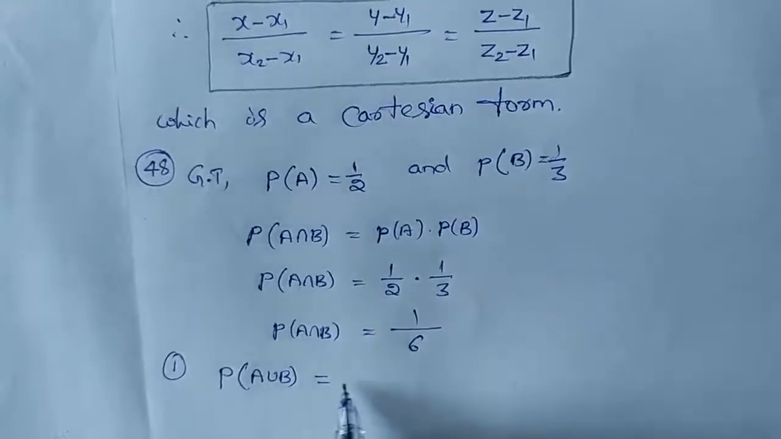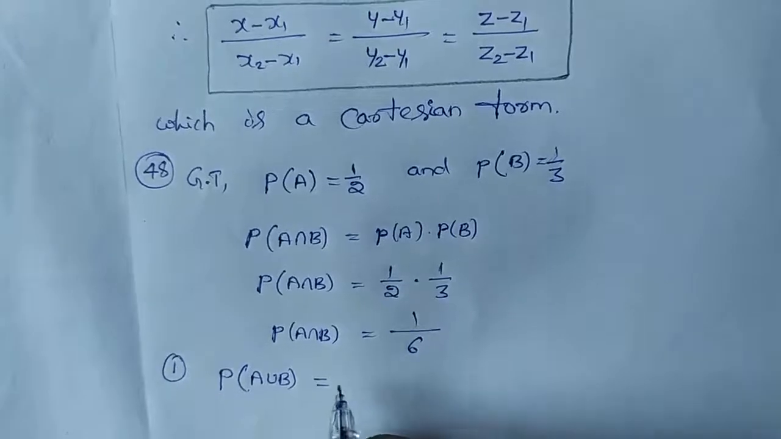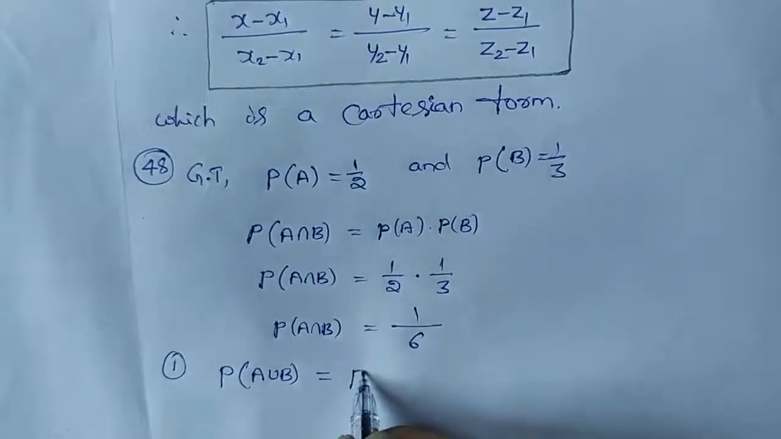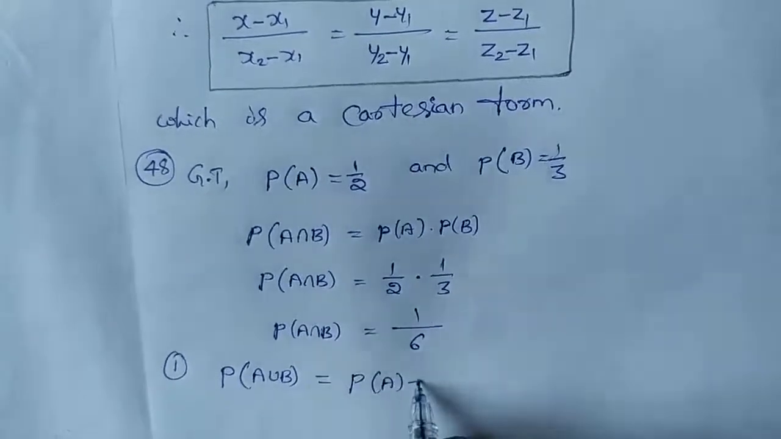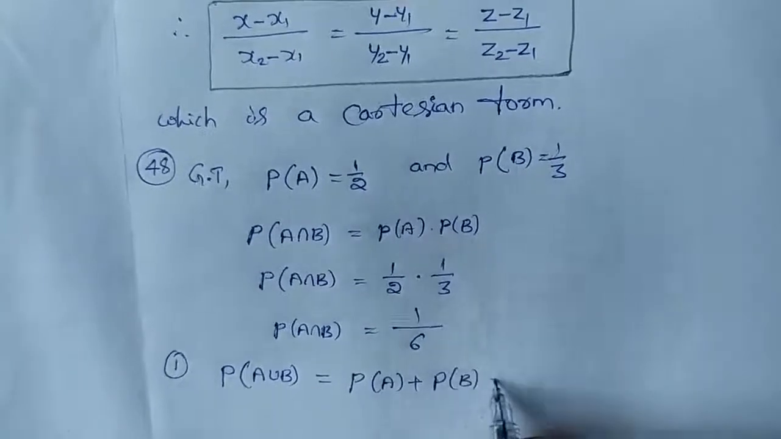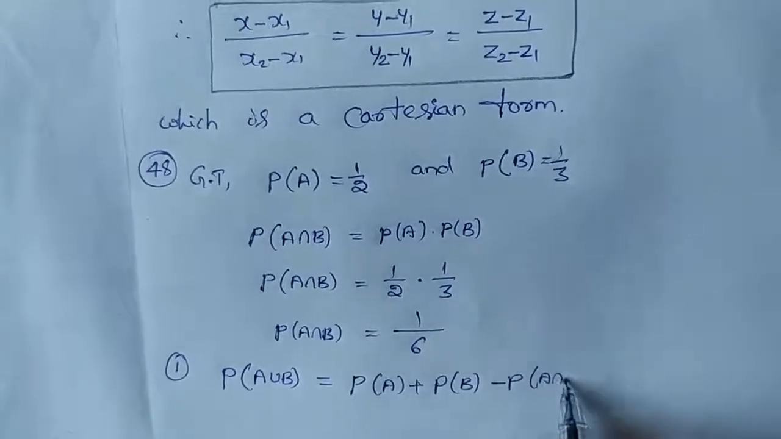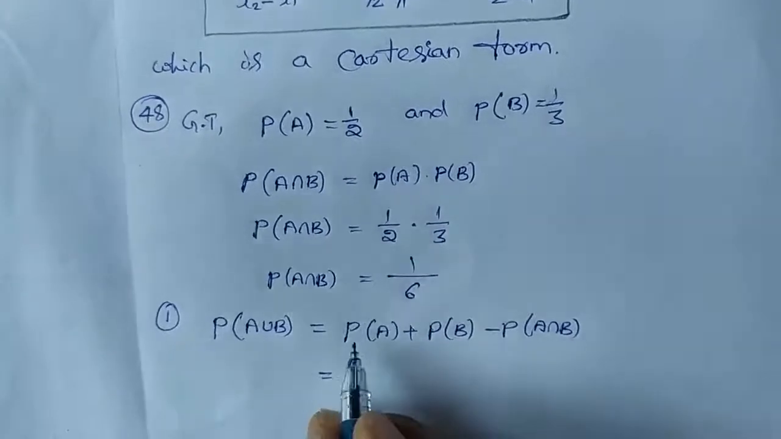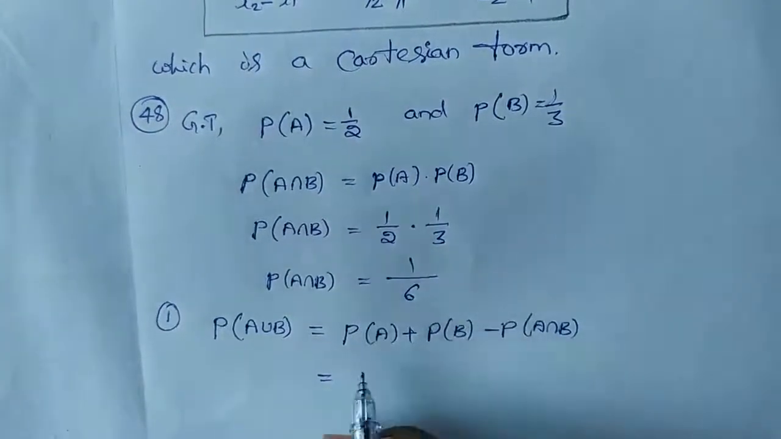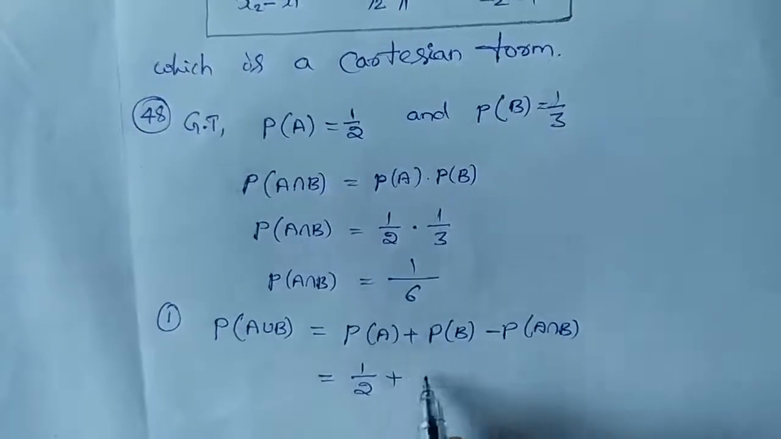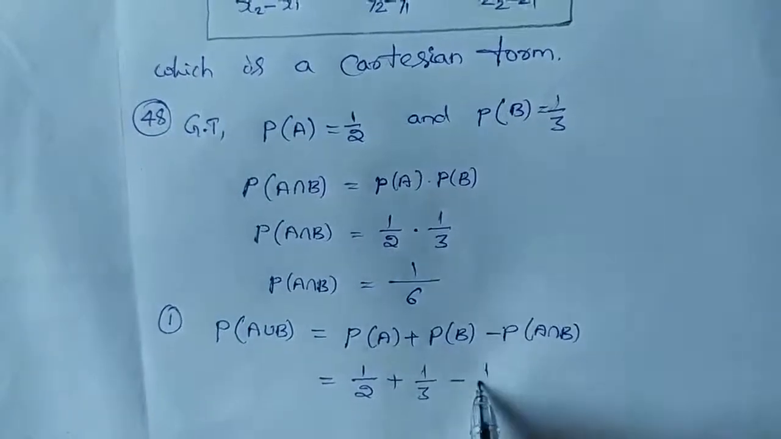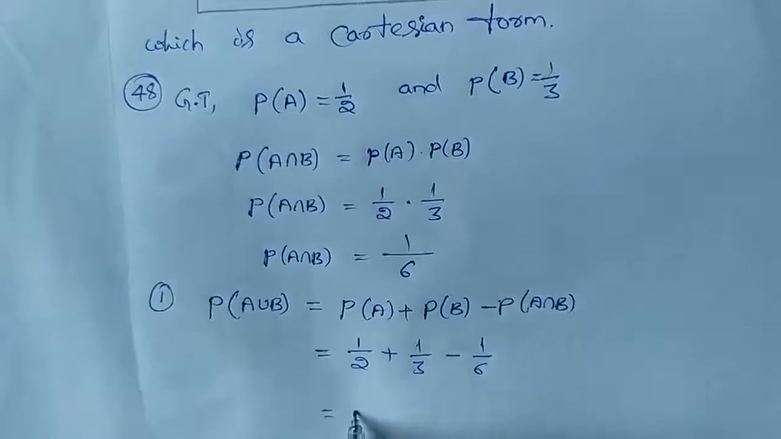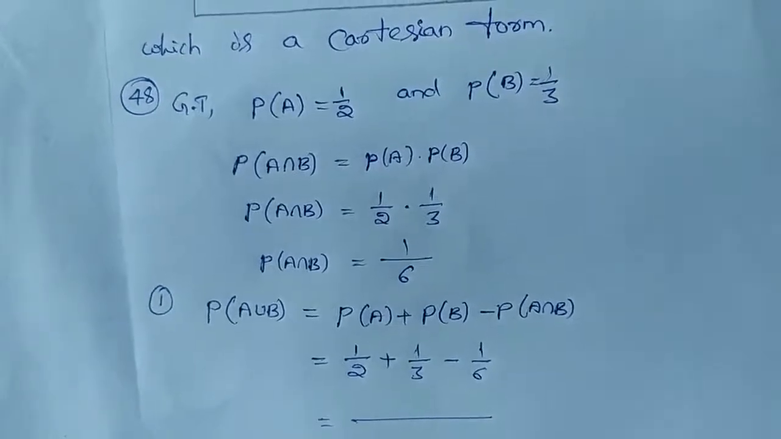So P of A union B, by the probability addition theorem, we can write it as P of A plus P of B minus P of A intersection B. That is equal to 1 by 2 plus 1 by 3 minus 1 by 6. Therefore, what is the LCM of 2, 3, 6? The LCM of 2, 3, 6 is 6 only.